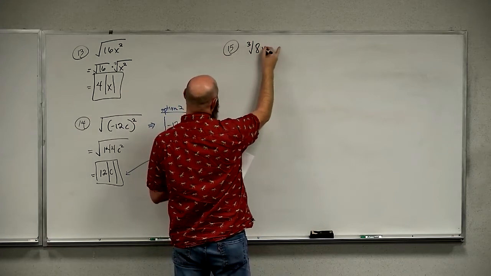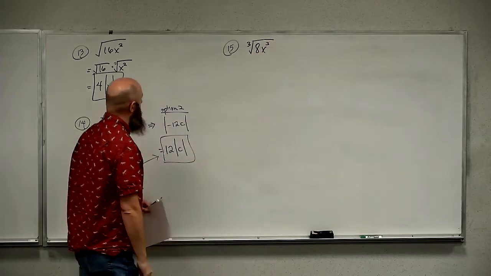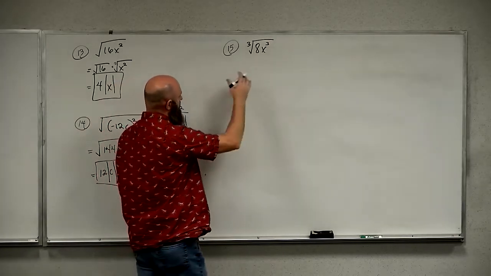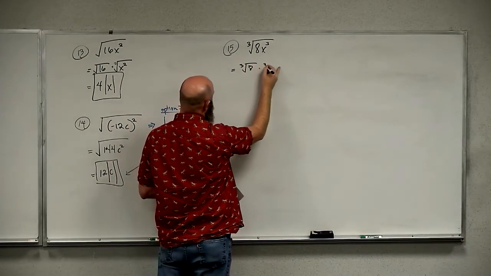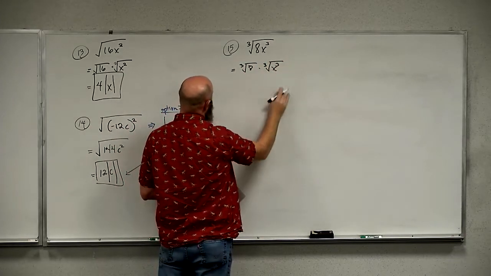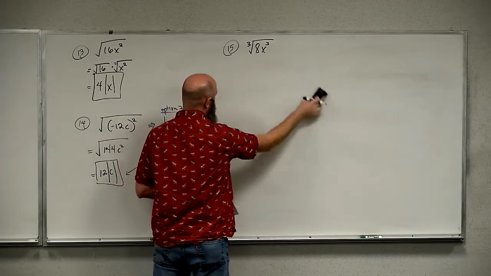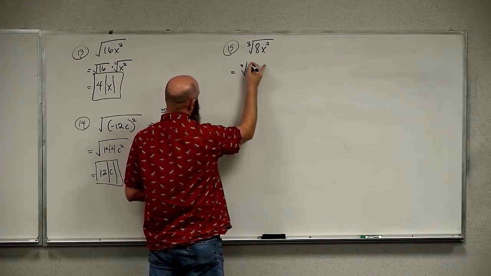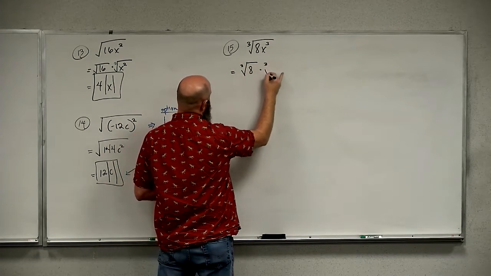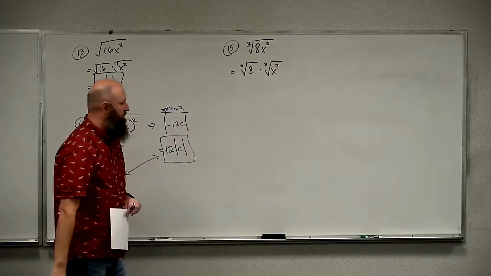Third root of 8x to the third. Now again, because it's a new root, we're going to break that apart. So third root of 8 times the third root of x to the third. That is some messy handwriting, so I'm going to rewrite that just because I did not like the way it turned out. Okay, that's a little bit better.